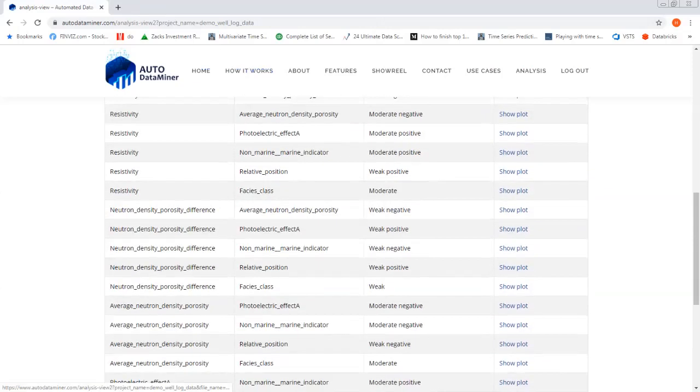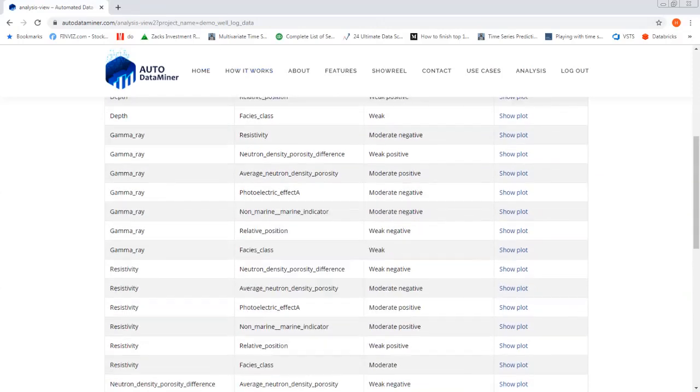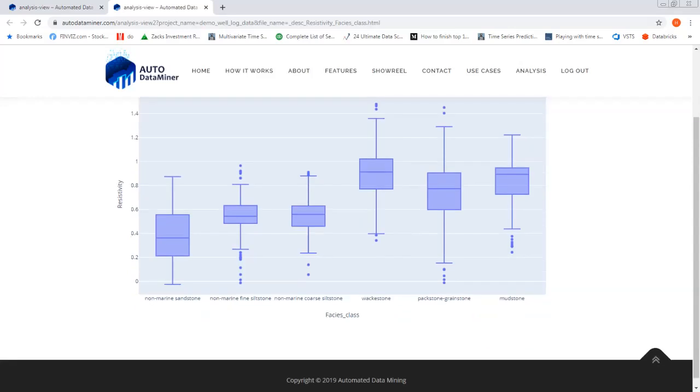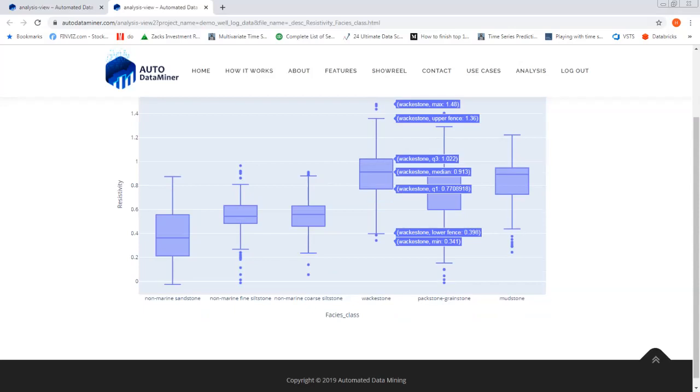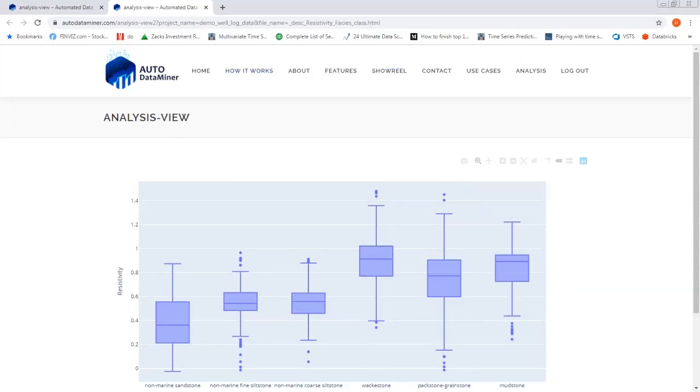I'm not going to go over all of these interaction plots, but let's consider another one, for example resistivity and Facies class. It looks like the correlation is moderate. If I show the plot, you see the distribution of the resistivity for the different Facies classes. For example, for wackestone, we have higher resistivity in this data set. This line is the median, and you can also see the minimum, maximum, and different stats about each of these plots. Anyway, let me close this.